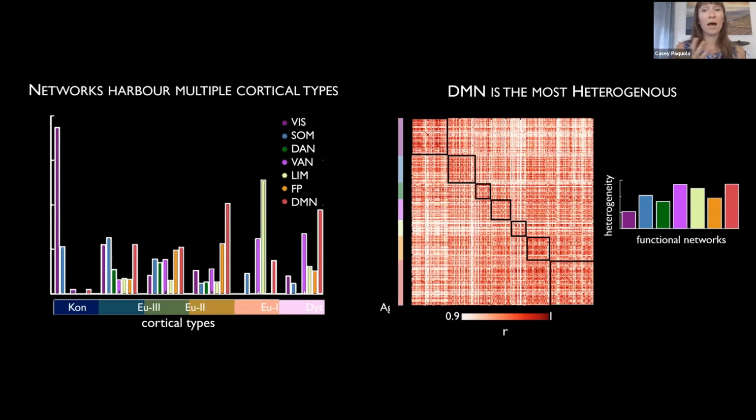Then using an atlas overlap approach, we also find that all the networks encompass multiple cortical types, albeit with varied distributions. As you can see here, the ventral attention was most similar to the default mode in the makeup. And also when we use BigBrain here to look at cytoarchitectural similarity within each network, we find that the default mode has the highest heterogeneity, but it's closely followed by ventral attention and the limbic network.